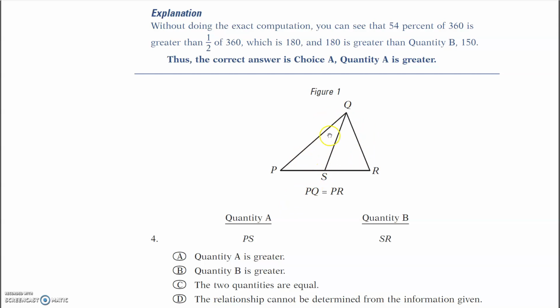This is a diagram, right? Figure 1. It says triangle PQRS. Now, PQ is equal to PR. These are equal. Now, that's what we know.